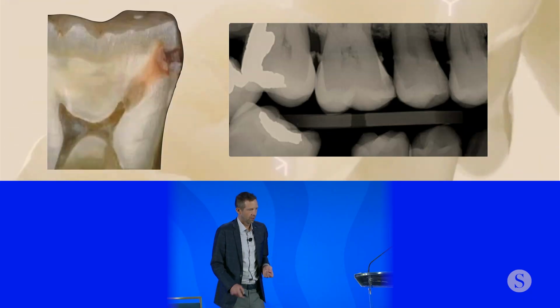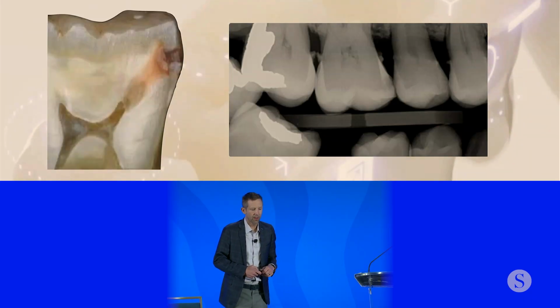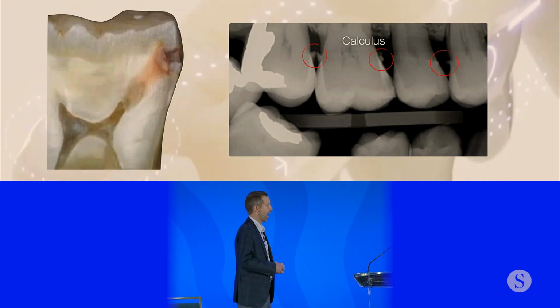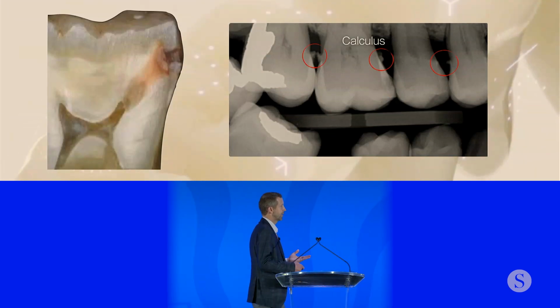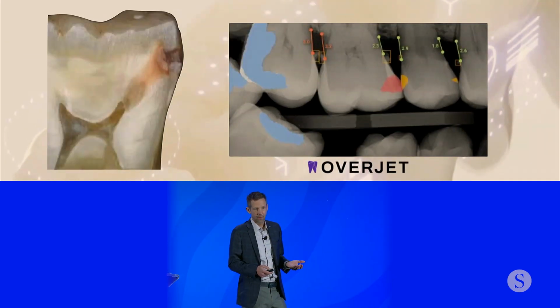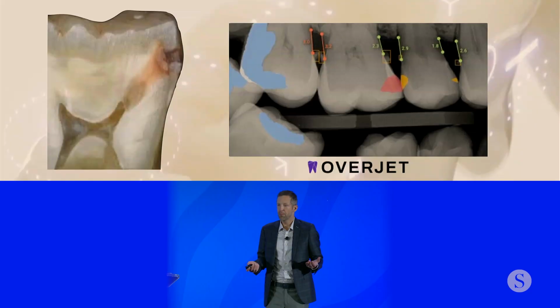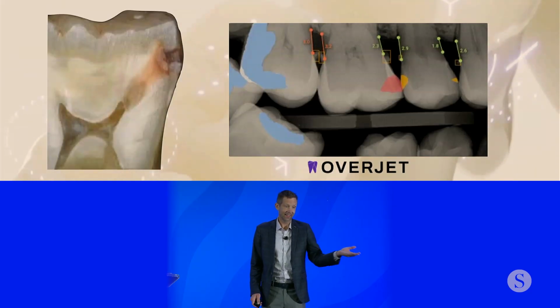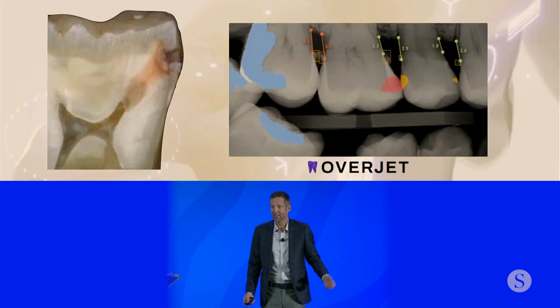If we look at this bitewing x-ray, we can all clearly see the decay, we can see calculus, and what radiographic AI and Overjet will do is take this image and turn it into something like this. I'm sure many of you are currently using this. It's something where we can say, do you see the red? That's a cavity. And they're like, okay, fair enough.